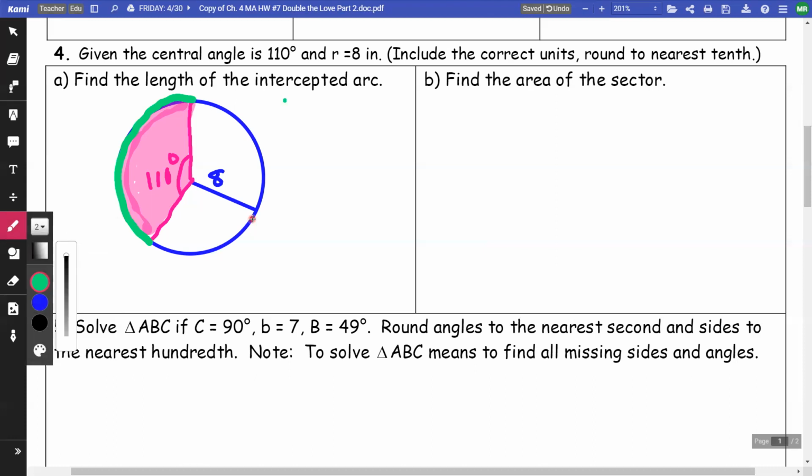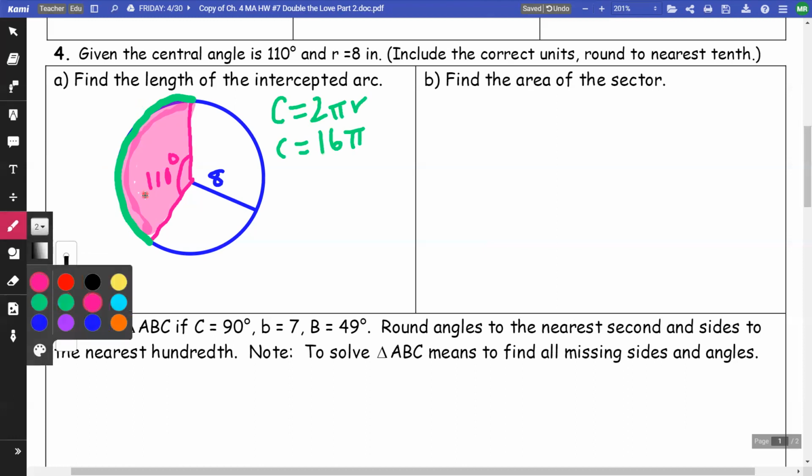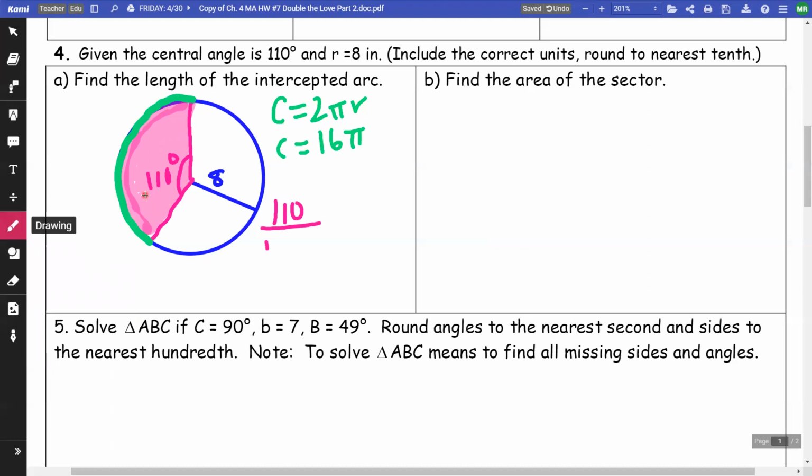So I am going to find my circumference, which is 2 pi r. And I am going to end up having 16 pi as my circumference. Now, I don't have the entire circumference, okay? I only have this portion. I don't have all of it. And what portion do I have? I have 110 out of, I'm sorry, out of 360 of the whole circle times my 16 pi. And then I can put this into my calculator and get my answer.